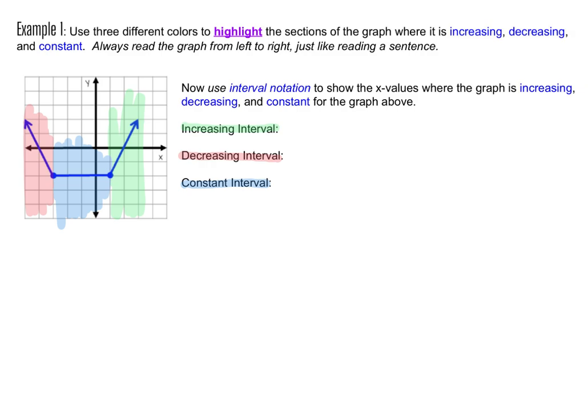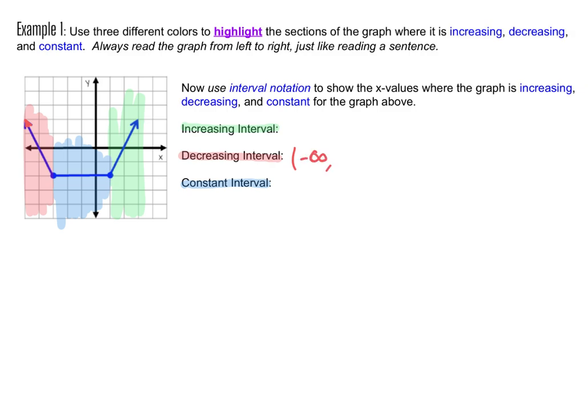So now I'm going to identify my intervals. Because decreasing is the farthest to the left, I'm going to start there in my red section. My leftmost point on my red section is this arrow. So this means that I am going infinitely to the left. So this is going to be negative infinity.